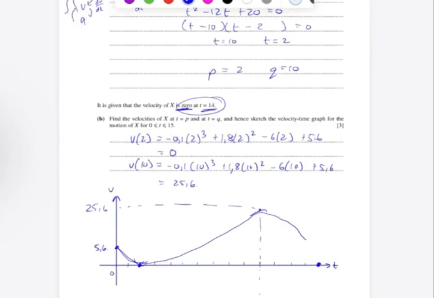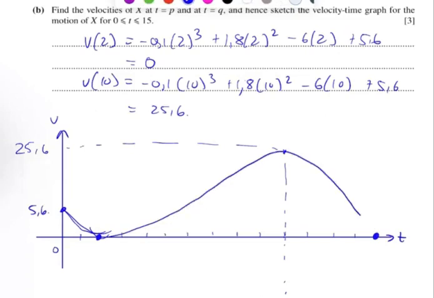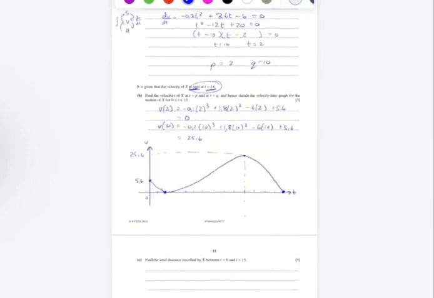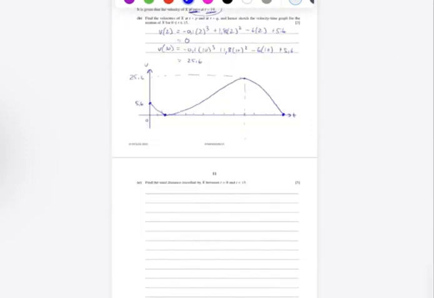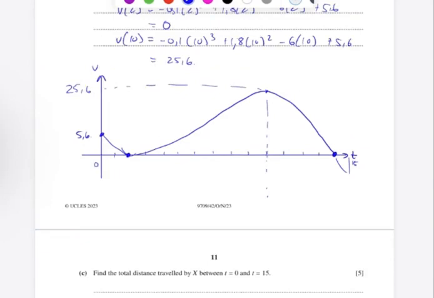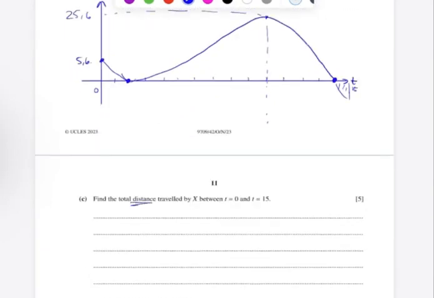This is a terribly drawn graph, so we should probably just make it a little bit nicer. The point is it's crossing the time axis at specific places. Okay, find the total distance traveled between t is equal to 0 and t is equal to 15. So we must just check what's happening. If that's under the graph there, we've got to add that little part as well because they want the distance.